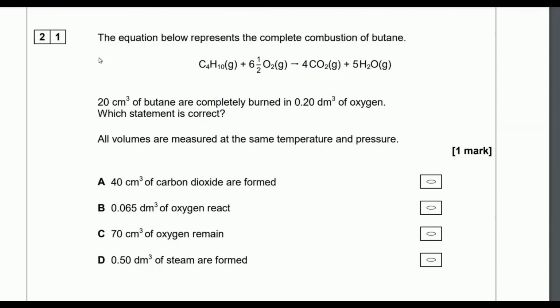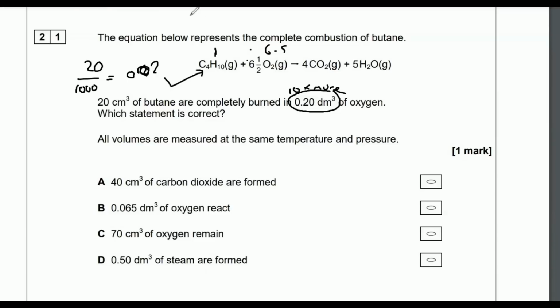The equation below represents the complete combustion of butane: C4H10 gaseous plus 6.5 O2 gives 4 CO2 plus 5 H2O. 20 cm³ of butane are completely burned in 0.2 dm³ of oxygen. Which statement is correct? All volumes are measured at the same temperature and pressure. What do we know about that? Well, when we're looking at gases, and these are all gaseous, volume and moles are basically equivalent. So we've got 20 cm³ over 1,000, 0.02 dm³, or we can say 0.02 moles of butane.